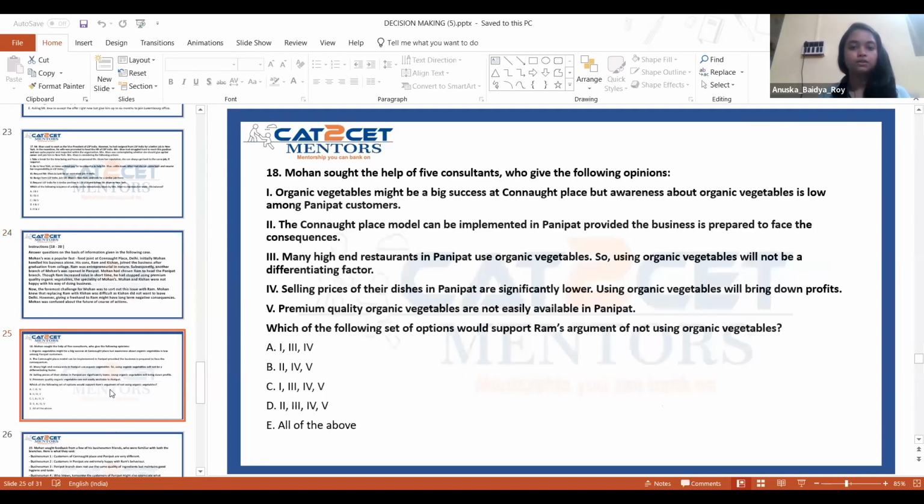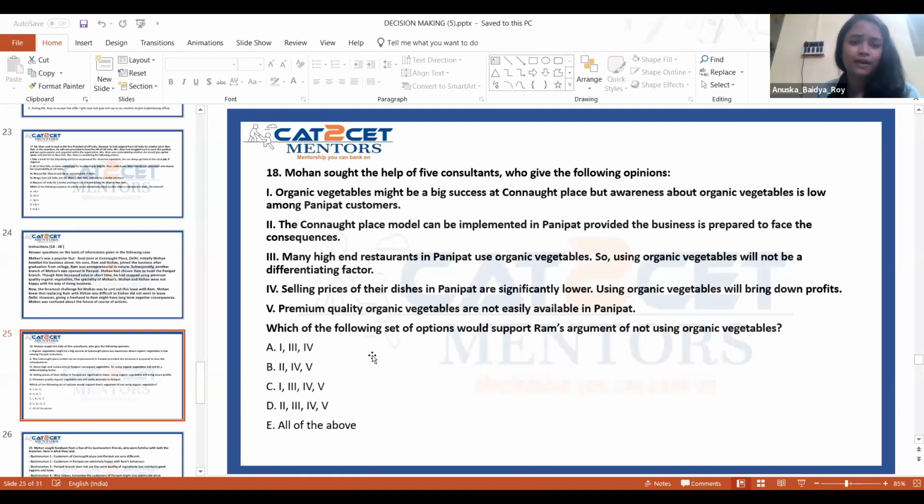Now we look at the questions. Question 18 asks us, Mohan sought help from 5 consultants who give the following opinions. Will I read the opinions first? No, I will read the question. Which of the following set of options would support Ram's argument of not using organic vegetables? We have to support Ram. We do not have to support Mohan. Mohan is confused, that's in the original case. This question particularly asks what is going to support Ram. Choose the option that supports Ram's cause. So now we start reading. We have to find things that will support Ram.